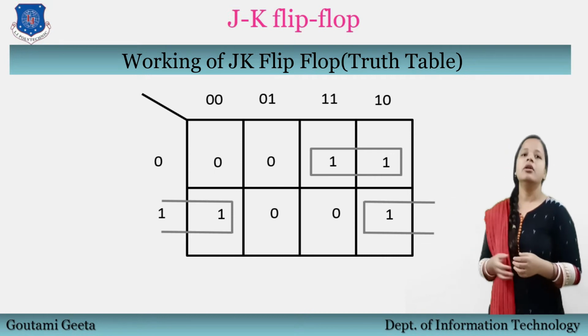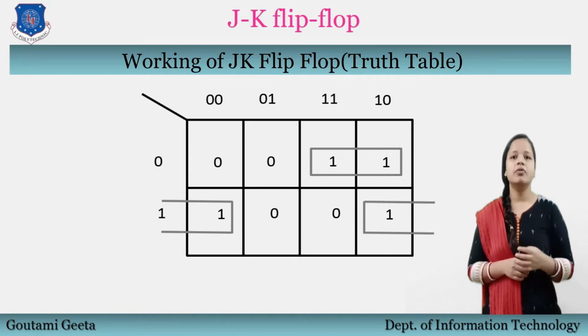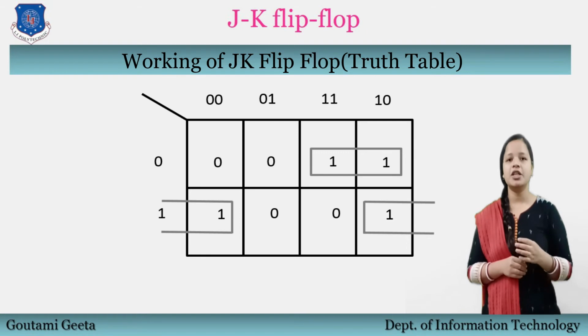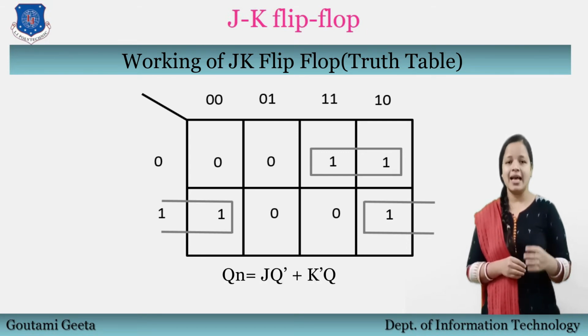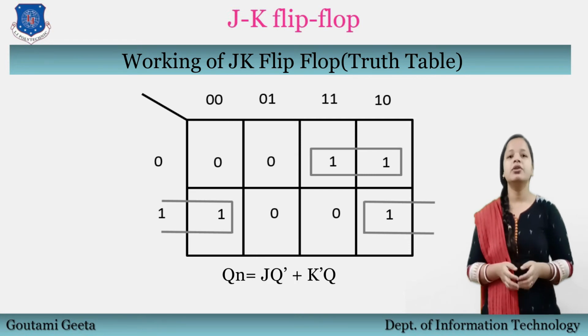the figure. Now, when we solve this K-map, we will get the minimized SOP expression for Qn, that is the next state output, which is Qn is equal to J Q bar plus K bar Q, and it is the characteristic equation for this JK flip-flop.